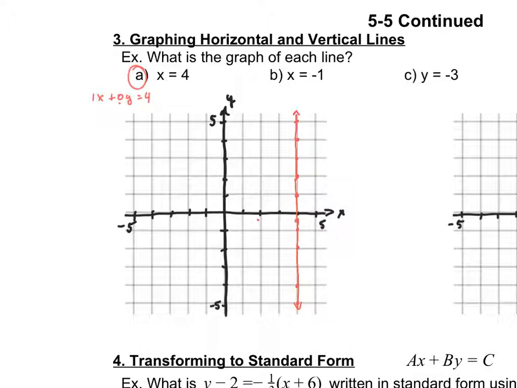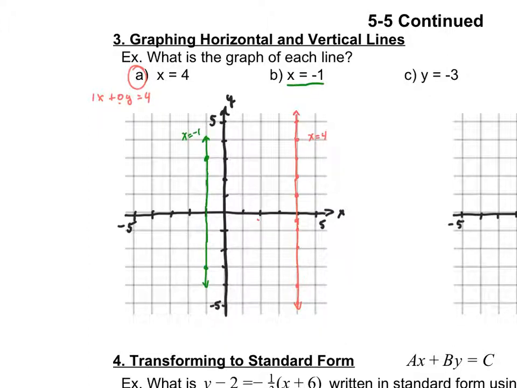Doing the same thing with b, x is negative 1. Well, x is always negative 1. It doesn't matter what I substitute in for y, right? x is going to be equal to negative 1. If I substitute in a 3 for y, x is negative 1. If I substitute in negative 3, x is still going to be equal to negative 1. So we've graphed two vertical lines.